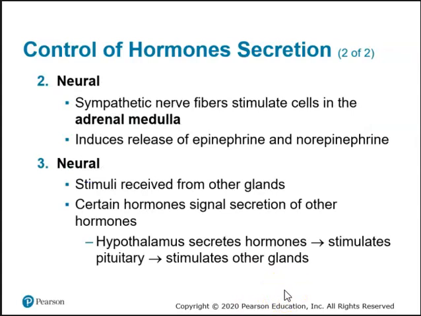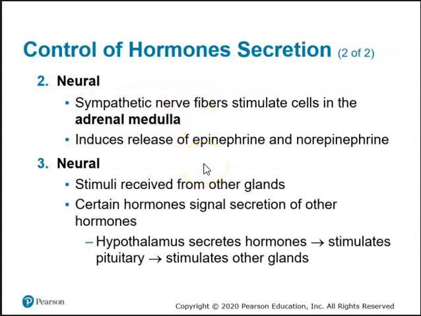Neural control of hormone secretion. This is when we have sympathetic nerve fibers that will stimulate cells in the adrenal medulla. So the center of the adrenal gland is influenced by sympathetic nerve fibers. This induces the release of epinephrine and norepinephrine. With the sympathetic nervous system, think of your fight or flight response. If you're being chased by a large dinosaur, or those types of situations, you want the body to release epinephrine and norepinephrine to prepare you for fight or flight. So that is under neural control.